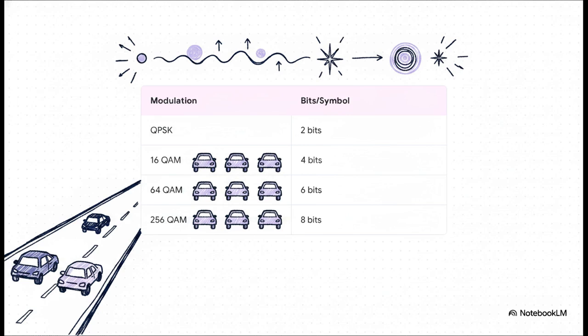But if that SINR clarity gets better, boom, we step up to 16 QAM, packing 4 bits, then 64 QAM, packing 6 bits. And it scales all the way up to 256 QAM, which incredibly packs 8 bits of data per single symbol, vastly increasing your download speeds. It's a real game changer.